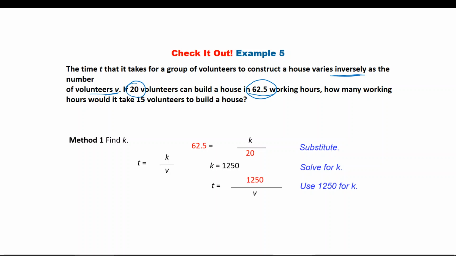and then we look at our question some more. It says, how many hours would it take 15 volunteers? So 15 is less than 20, so we know it's going to be a little bit more than this 62. So if we substitute 15 in for our volunteers, we already have T equals. So when we just put it in the calculator and divide it out, we see that time equals 83 1/3 hours.